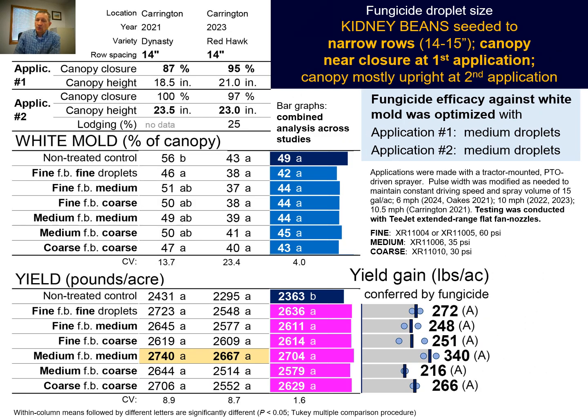So, what about the situation where the canopy was at or near closure in the first application, but we didn't have a whole lot of lodging and the canopy was really tall and upright in the second application? We had 2 studies that fit those parameters. In those studies, we optimized with medium droplets in both applications.